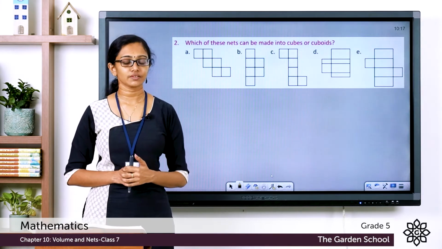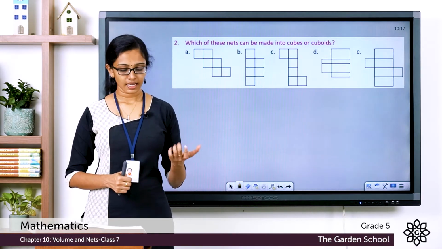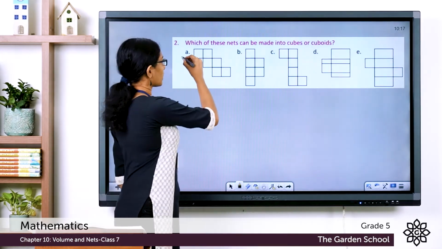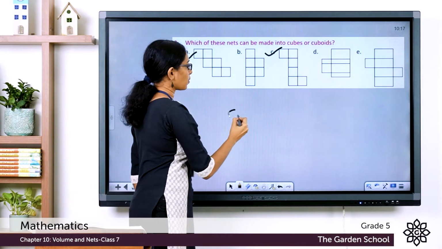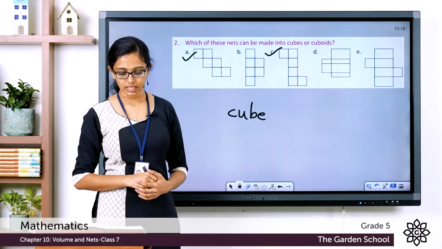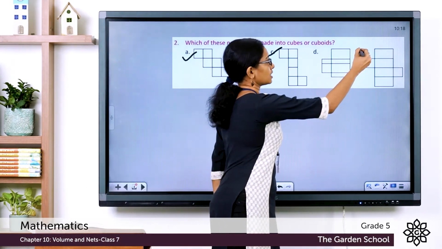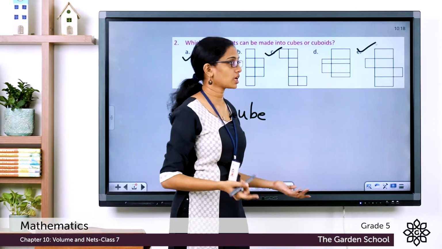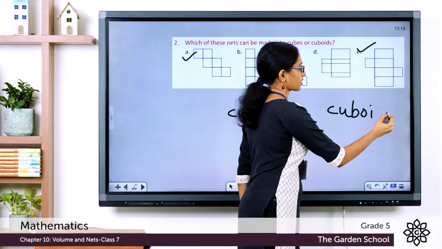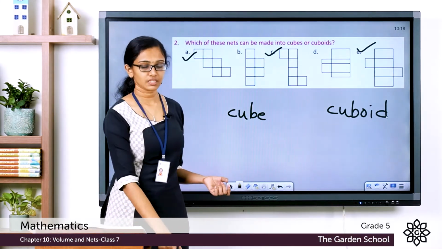Hope you are done with that activity. Looking at the nets given here, we understand that the nets A and C are the nets of a cube. So A and C can be folded up to make a cube. And what about the other nets? Does any of these nets form a cuboid? See, net E is a net which can be folded up to make a cuboid. I hope you got these ones correct. Now let's move on to the third question.